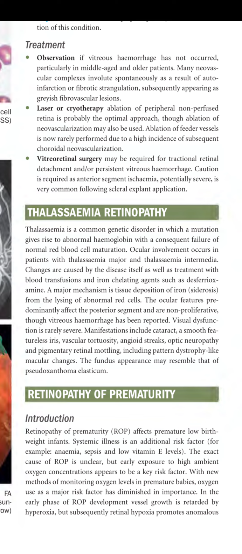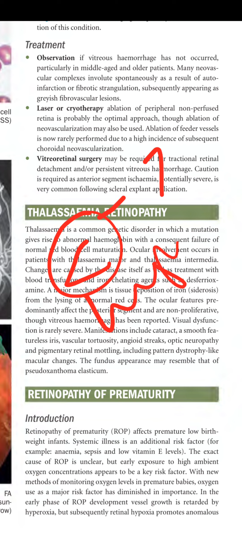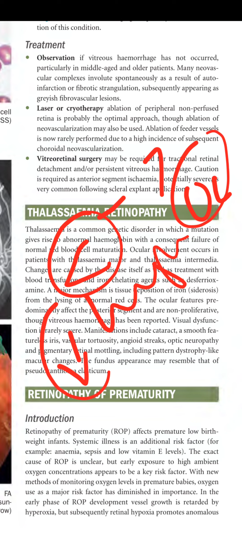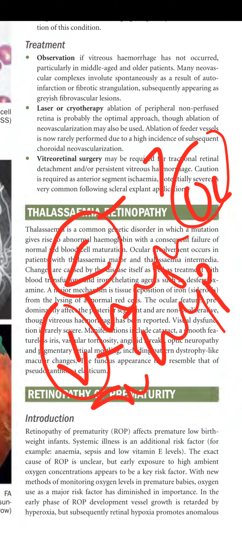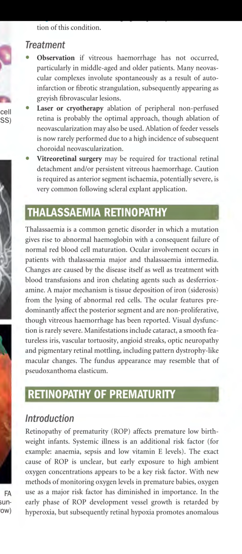So basically, what happens is when premature babies are exposed to a high concentration of oxygen, it will first decrease the proliferation of the retina, and afterwards when hypoxia ensues, there will be angiogenesis of the retina. So that is how retinopathy of prematurity occurs. And there are some other risk factors like anemia, sepsis, and low vitamin E levels.